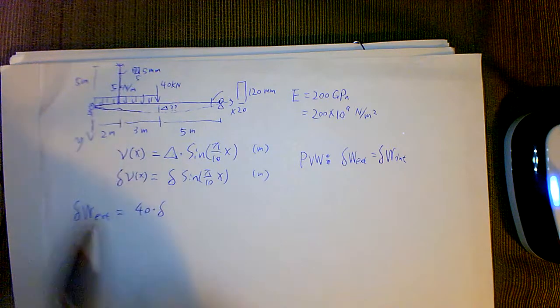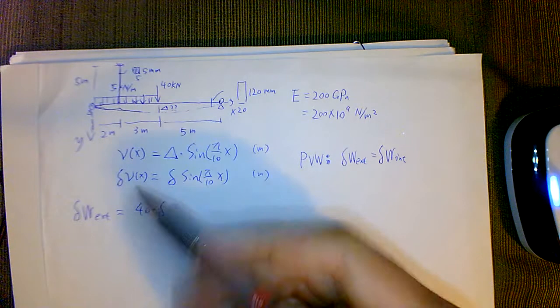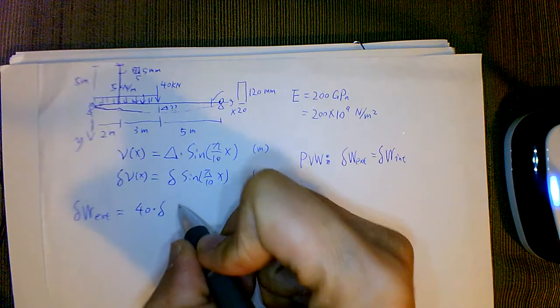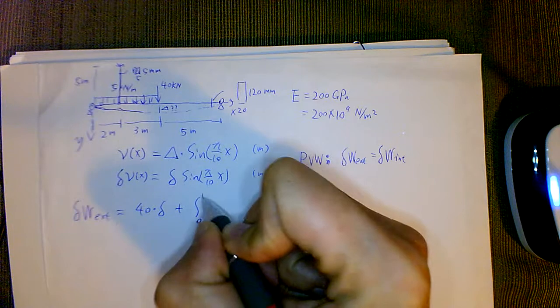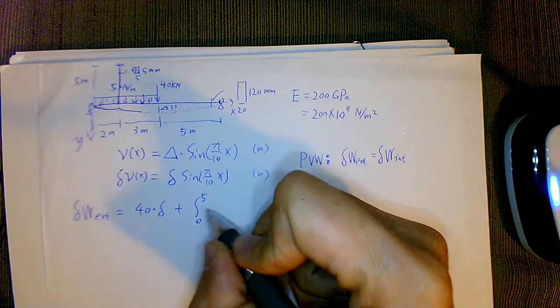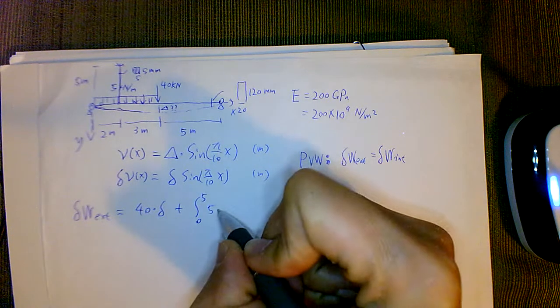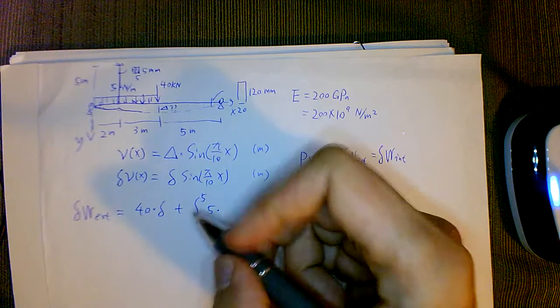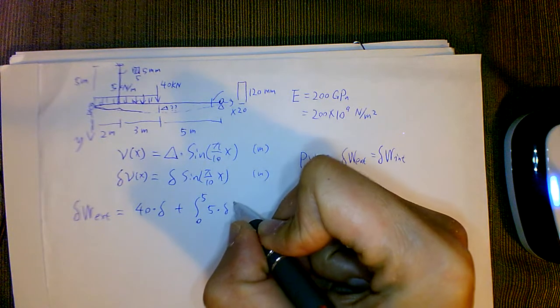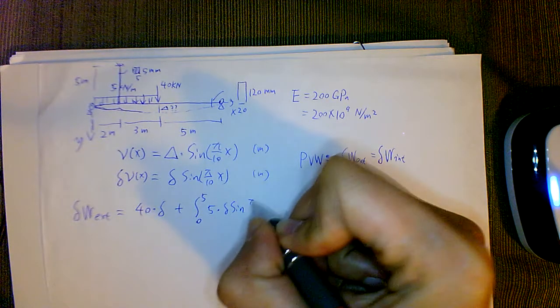Then also this downward distributed force will do work, and we already know from last class it's 0 to 5, and then the 5 kN per meter, this is our q, and then times this displacement function, which is virtual.